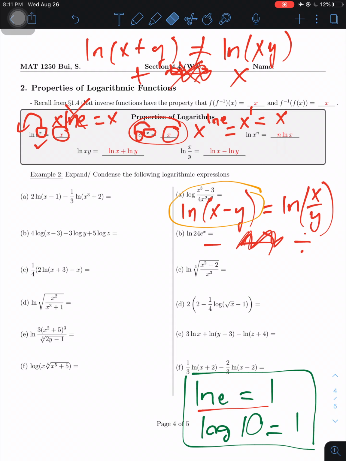Part A. So what does the question ask us to do? Expand or condense the following logarithmic expression.